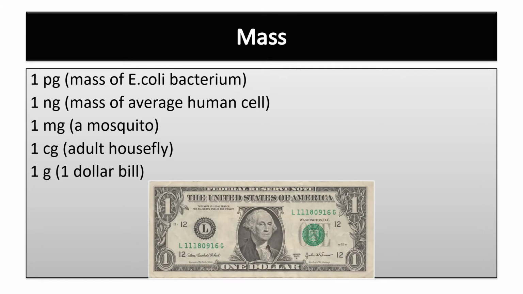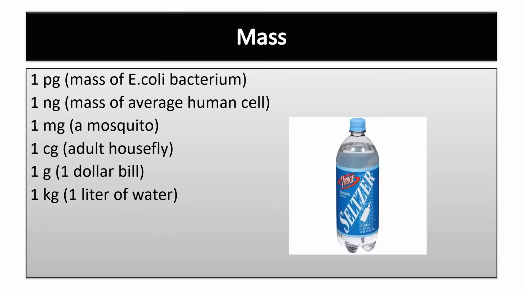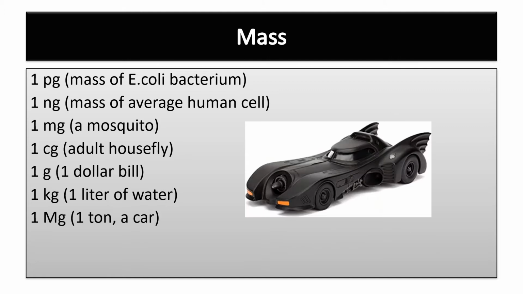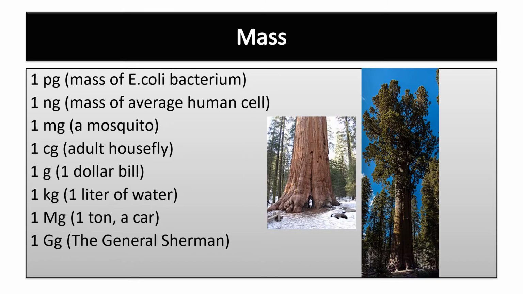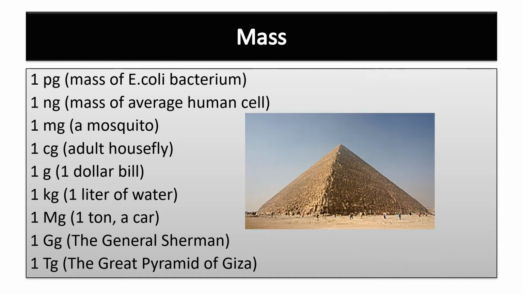1 gram is about the mass of $1. So that's a good way to get an idea for how much a gram is. It's the mass of $1. 1 kilogram is the mass of 1 liter of water. 1 megagram is 1 ton, or a car. 1 gigagram is like the mass of the General Sherman, which is the largest living tree. 1 teragram is the mass of the Great Pyramid of Giza.